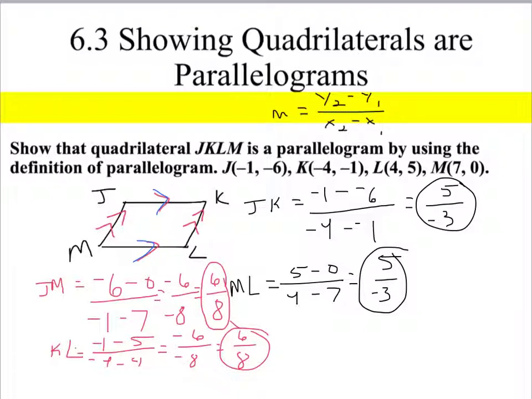So I proved that by finding their slopes, comparing them to the opposite sides, such as JK and ML, and JM and KL. So when you look at this type of problem, you might want to draw the shape first, and then find the slope. All right?